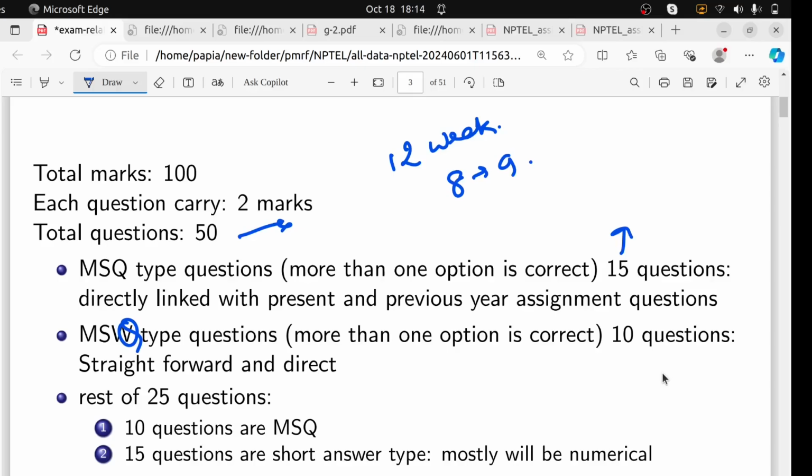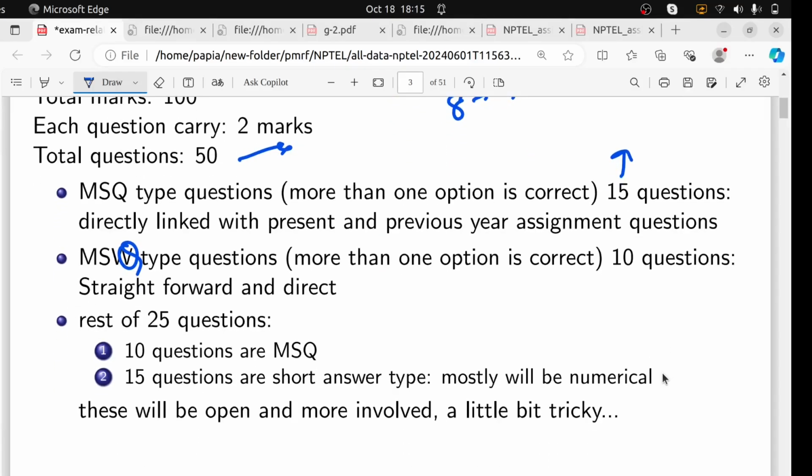Straightforward and direct question means, as an example, I am telling you: photon is a mediator of which interaction? There are 4 options: weak interaction, electromagnetic interaction, strong interaction, gravitational interaction. Obviously the photon is the mediator of the electromagnetic interaction. That type of question is very straightforward and direct, and there will be 10 such questions.